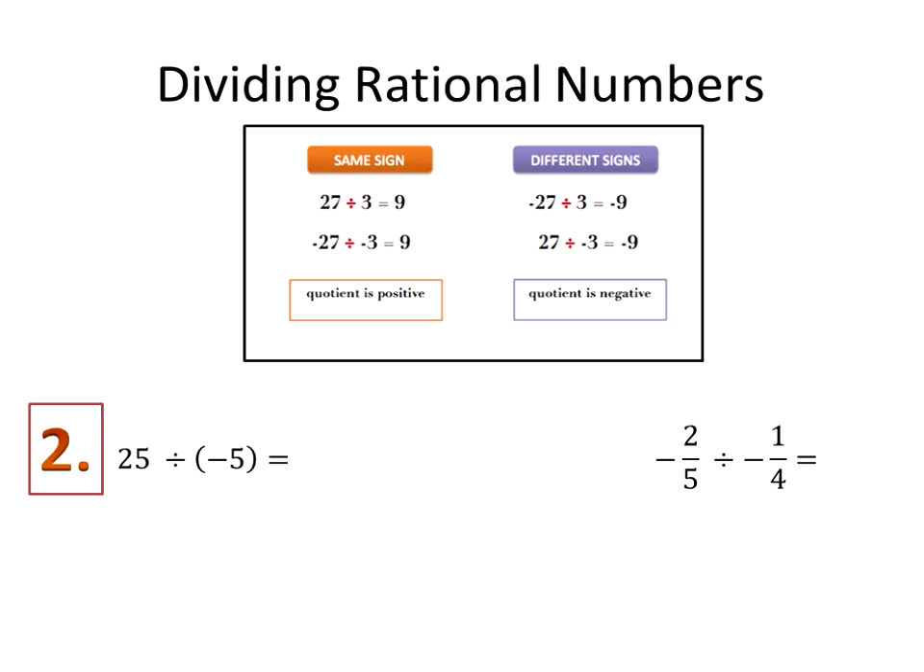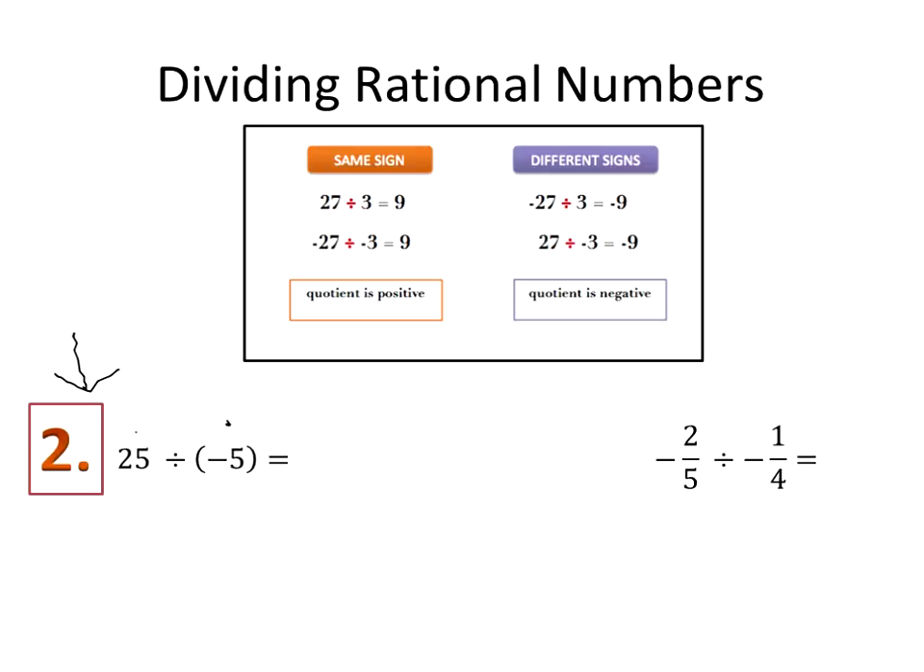Okay, so next problem is dividing with rational numbers. Same rules apply. If they are the same symbol, it's going to be positive. If they're different symbols, it's going to be negative. Here we got a number 2, so make sure you're putting this one on your reflection sheet.